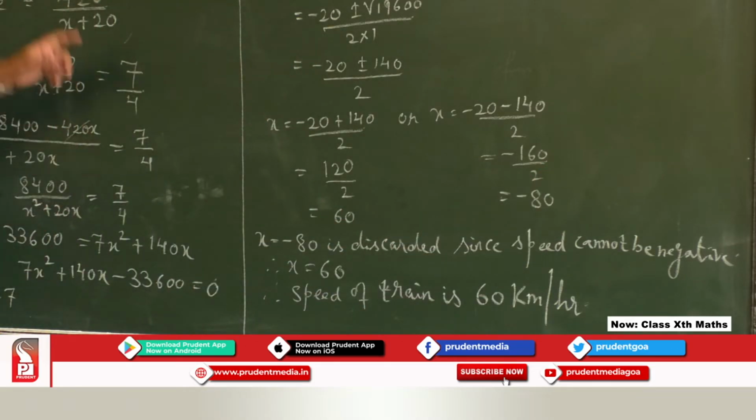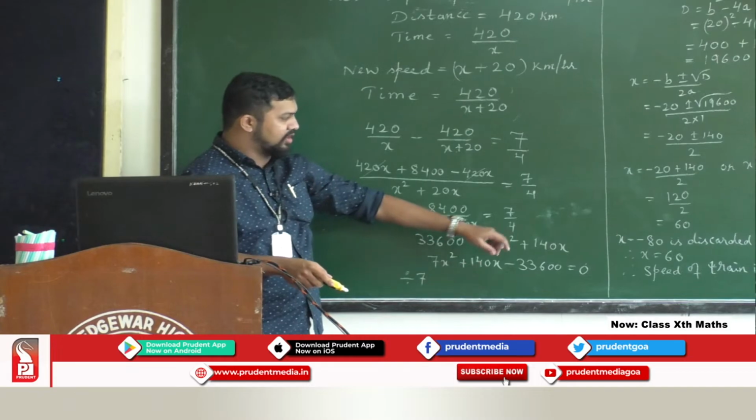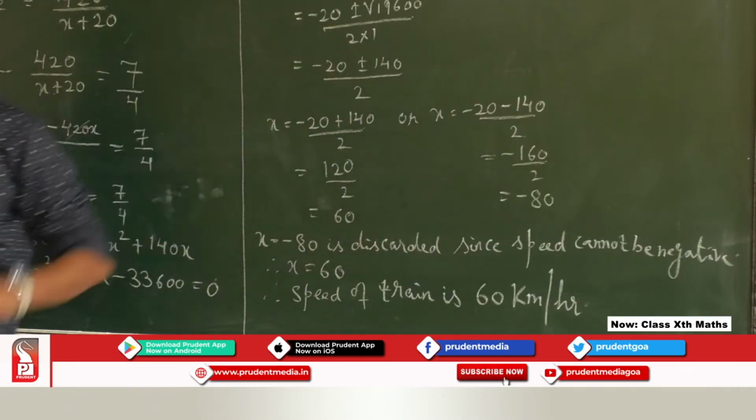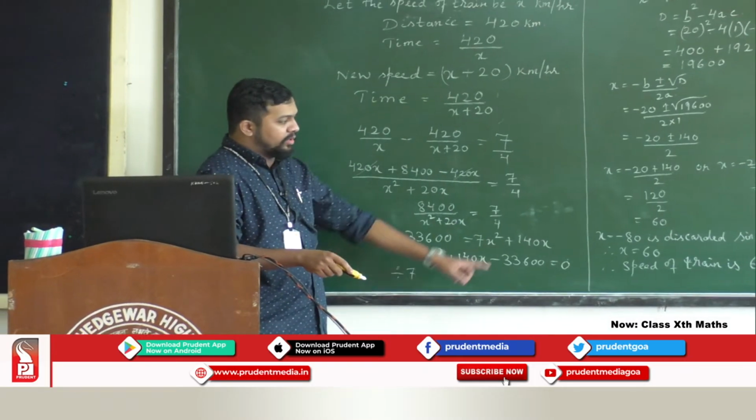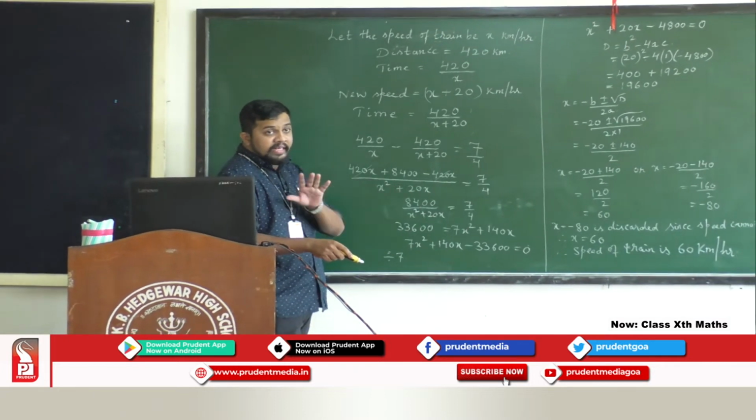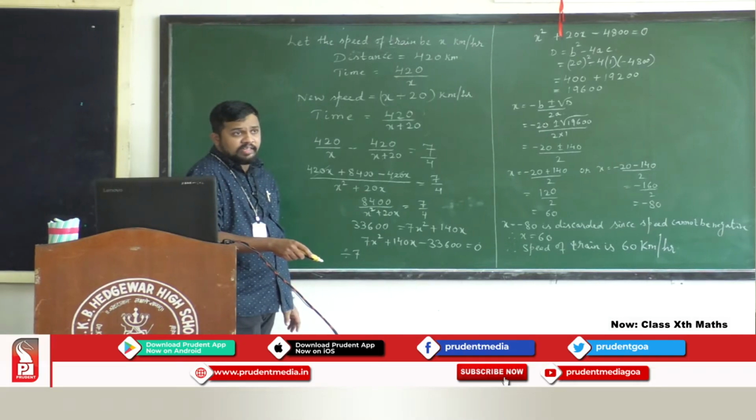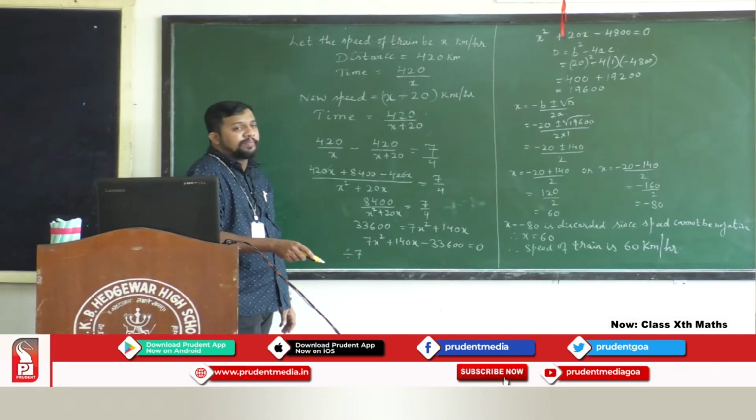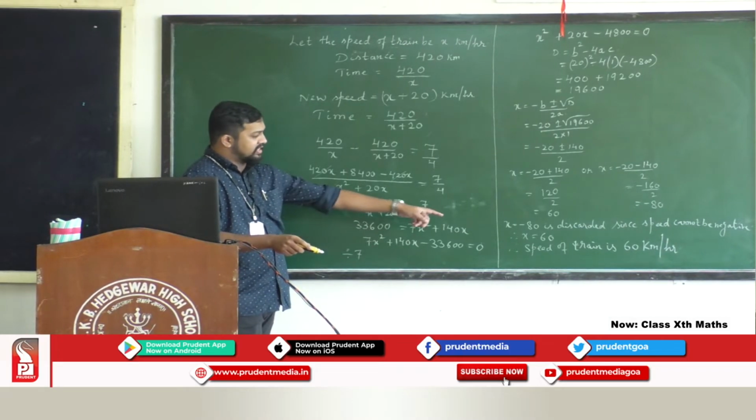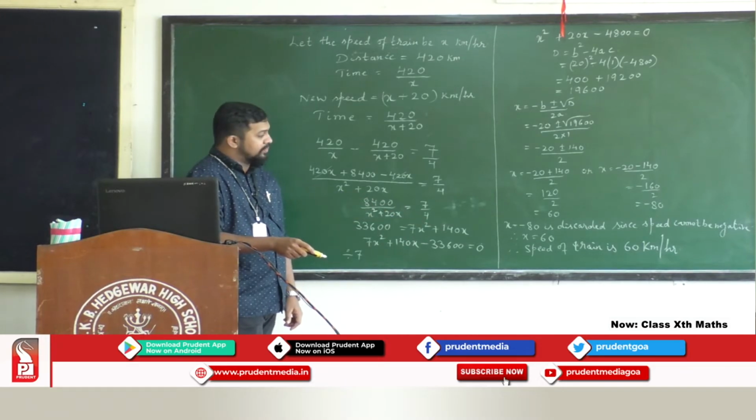So, you understood how we have solved. Normally we have gone by the same method. When we got one value positive and one negative, you have to discard the negative, because a negative value does not have any real life meaning for us. So, x is equal to minus 80 is discarded. Why? Because the speed cannot be negative. Therefore, x is equal to 60, and the speed of the train is 60 kilometer per hour.